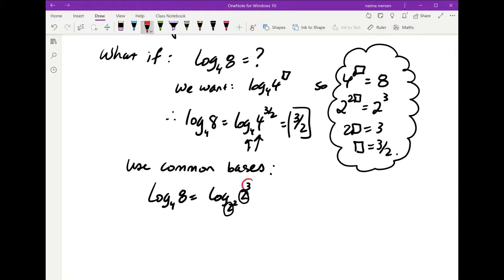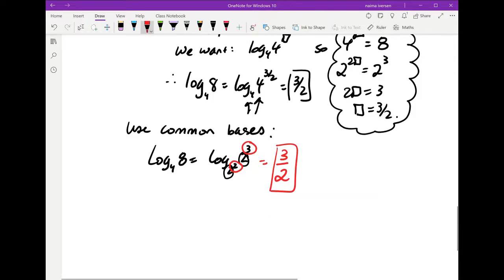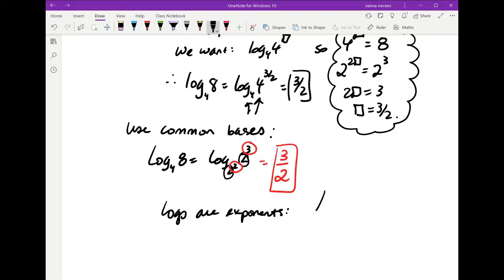Therefore, logs are exponents, and notice that the 3 is on top and the 2 is on the bottom. So that's kind of a nifty way of dealing with that, and that sort of gives a modified logs are exponents law. Let's just keep it in part law 3. Log base a to the x of a to the y is going to be y over x, something that looks like that.